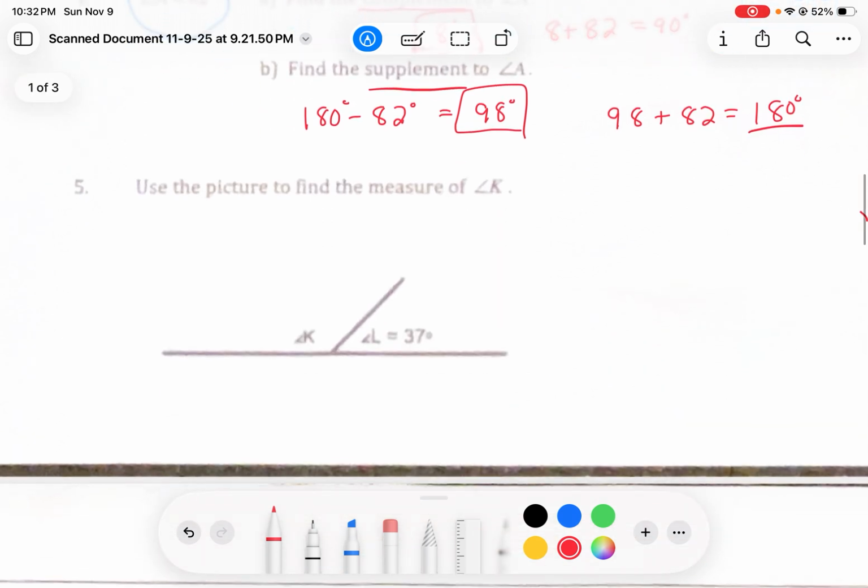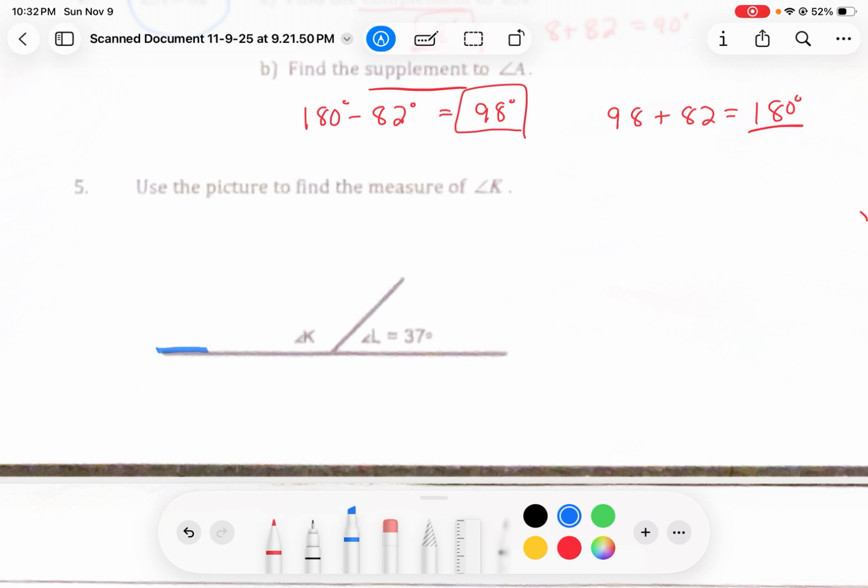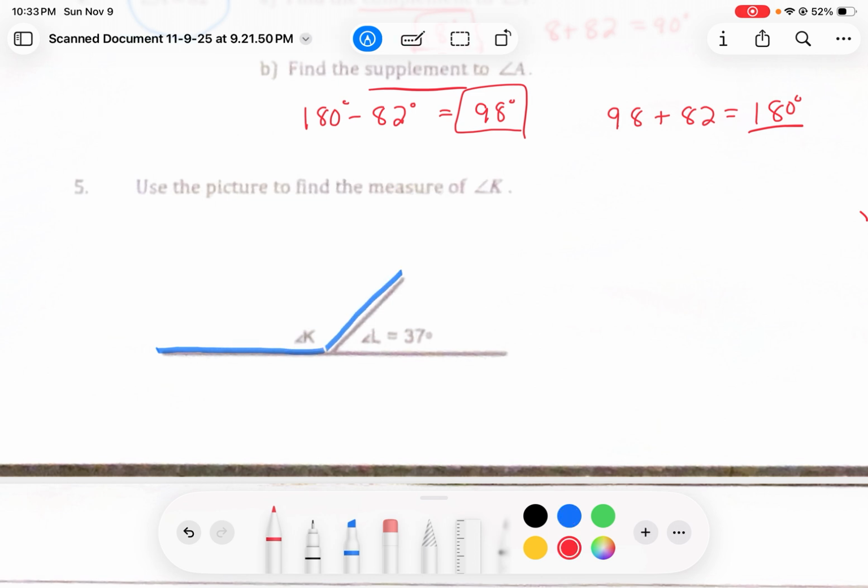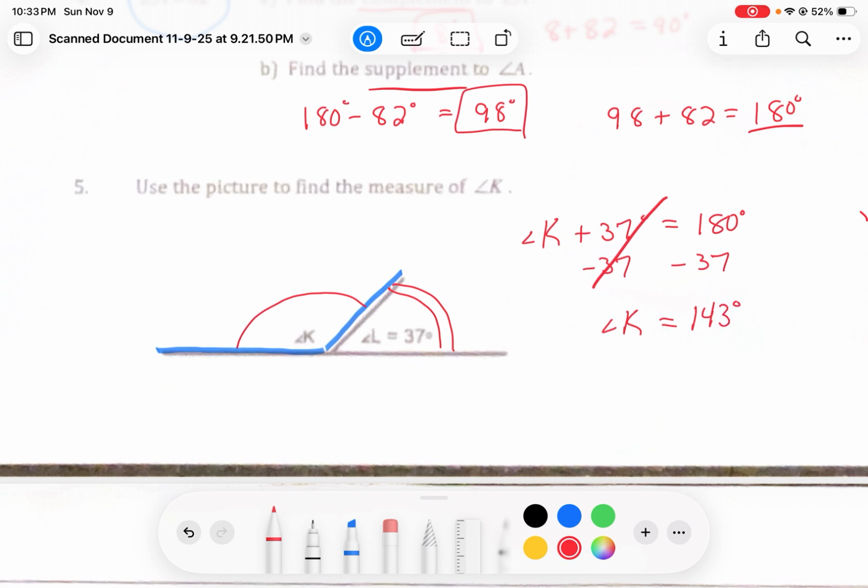Okay, and then example 5 at the bottom. Use the picture to find the measure of angle K. So angle K is over on the left. Okay, so we want to find angle K. Together, angle K and this angle, angle L, which is 37 degrees, together they form a line. And remember that lines are 180 degrees, so that means angle K plus 37 degrees equals 180. And if we subtract 37, angle K is 143 degrees.